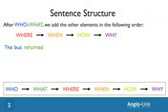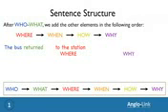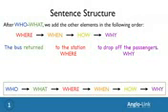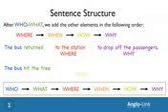The bus returned. Where? To the station. Why? To drop off the passengers. The bus hit the tree. How? With great force.